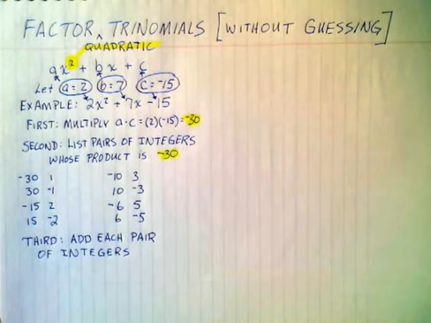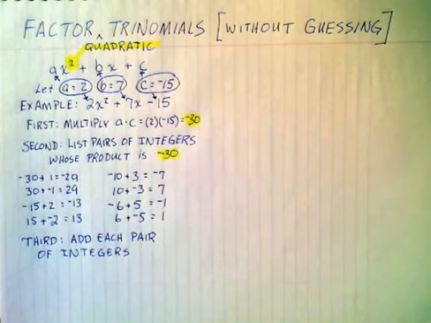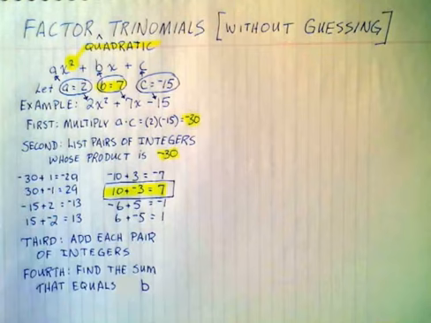Third, add each pair of integers. Negative 30 add 1 equals negative 29. 30 add negative 1 is 29, and so on and so forth. Fourth, find the sum that equals b. Well, what's b? b is 7. Here is the only sum that equals 7. 10 add negative 3 is equal to 7.